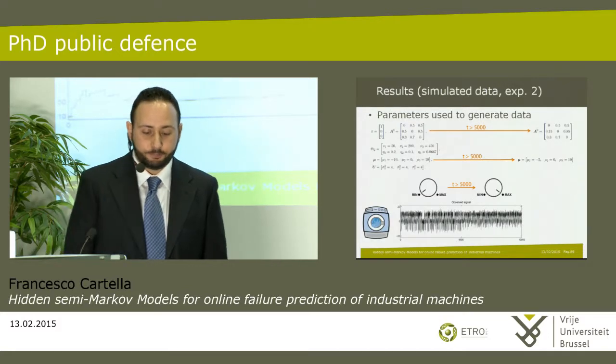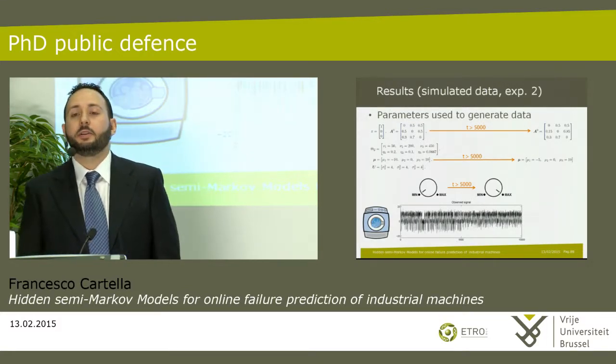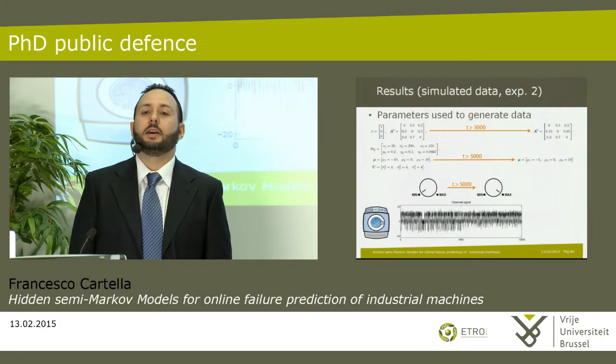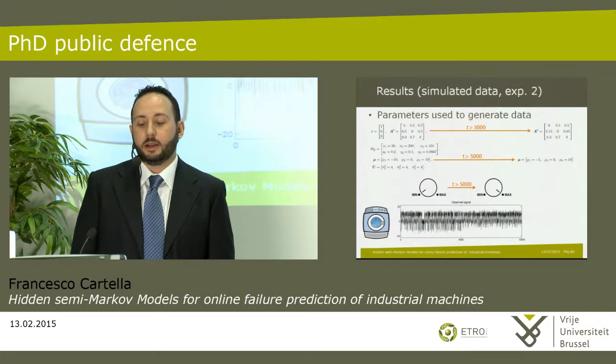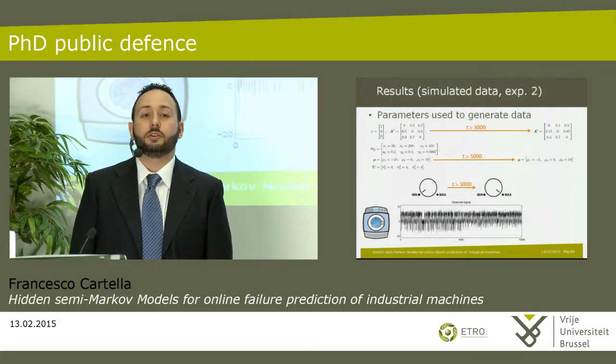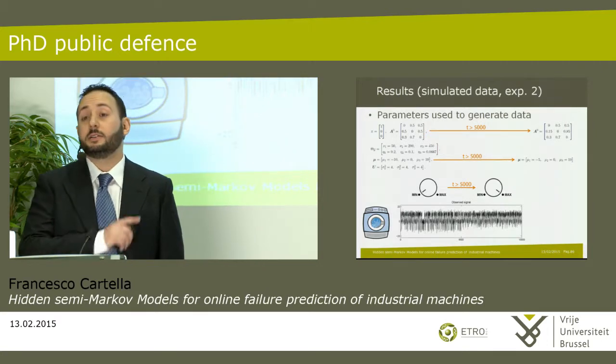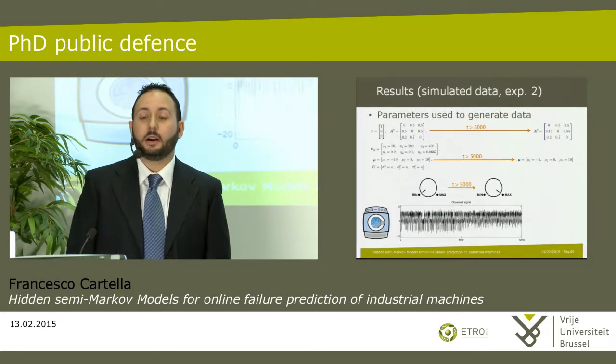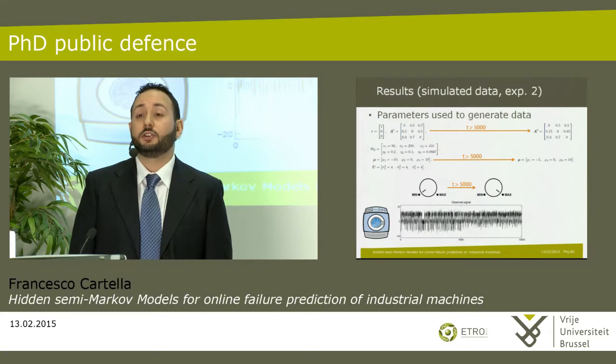The second experiment has been performed with the idea of simulating the case in which the operating condition of the machine changes. And this fact has been simulated by using a hidden semi-Markov model for which at a certain time, in this case t equal to 5000, there are several parameters that change.